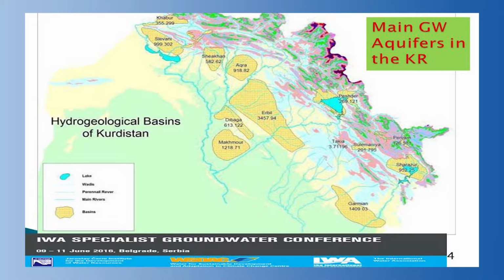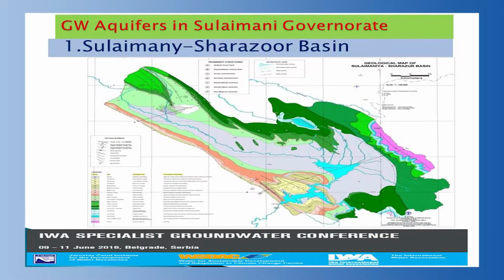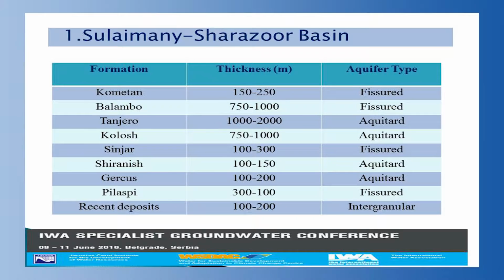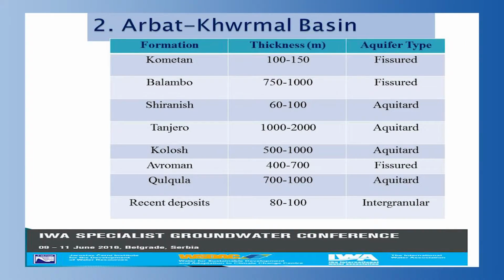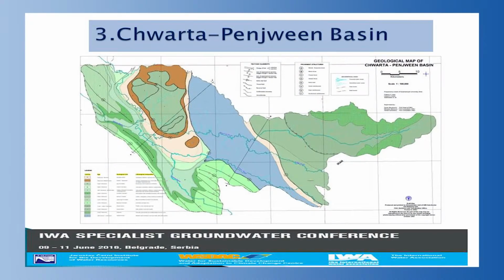Then we have the groundwater resources in Kurdistan region. We have several basins. These are the groundwater basins within Kurdistan region. The first one is Sulaimanyah Shahrzur Basin. This is a geological map of the area, and here are the main aquifers, their type and thicknesses within that basin. The second one is Arbat Hormal Basin. This is the geological map of the basin, and here is the type of aquifers and their thicknesses in that basin. And the third one is Schwarta-Panjwin Basin.